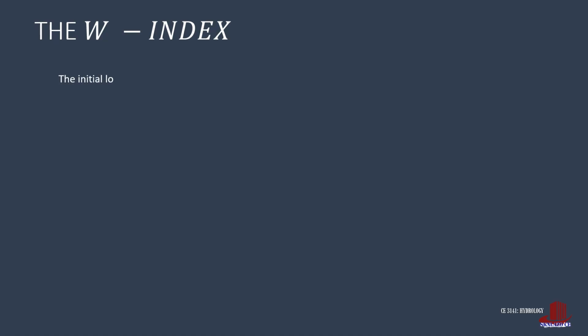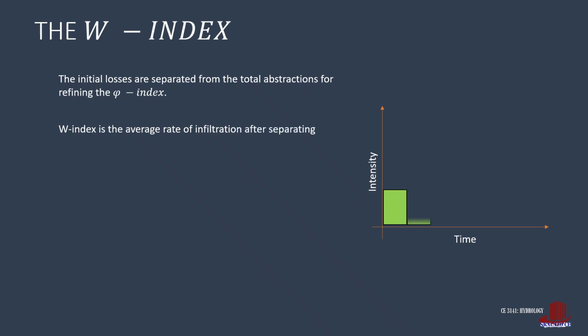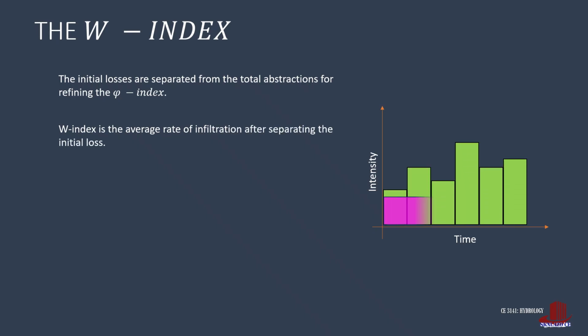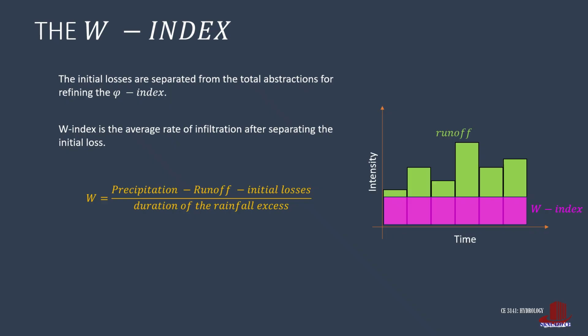The W index is another method, very similar with the phi index. This method takes into account the initial losses in solving for the infiltration. Mathematically, W index is the precipitation less the runoff and the initial losses, all over the duration of the rainfall excess. That is, W is equal to P minus R minus I sub A all over T. This equation is just like the phi index, only with initial losses subtracted. Graphically, this is subtracted from the first entry.